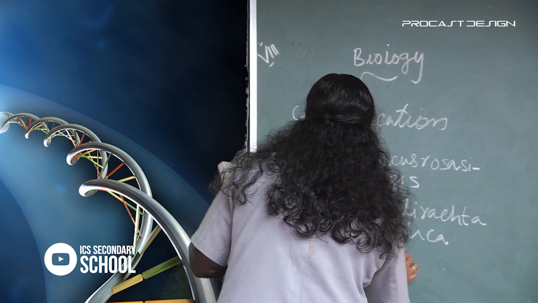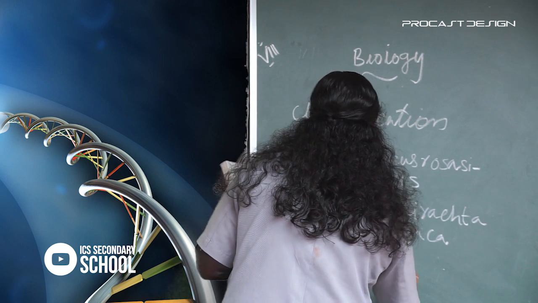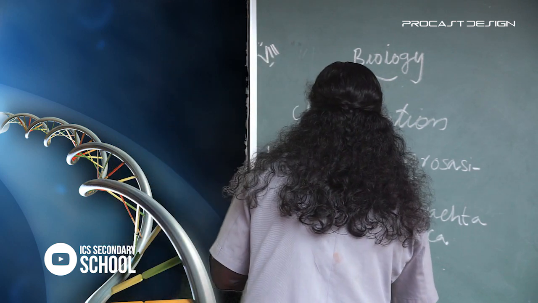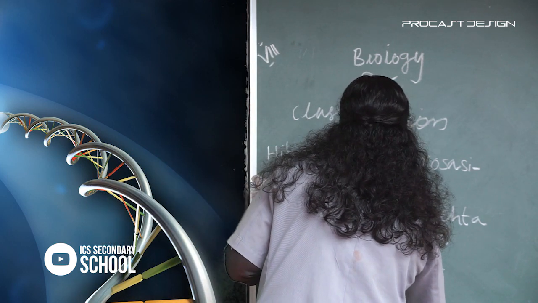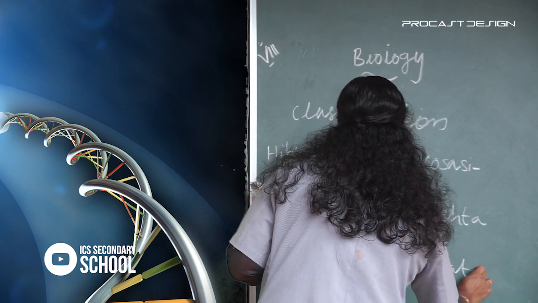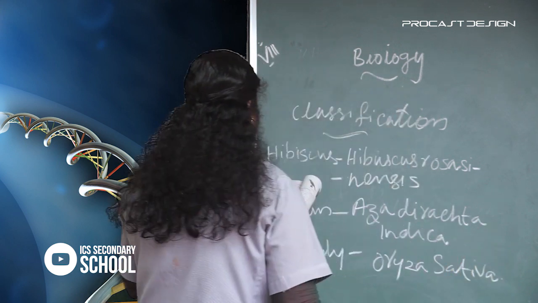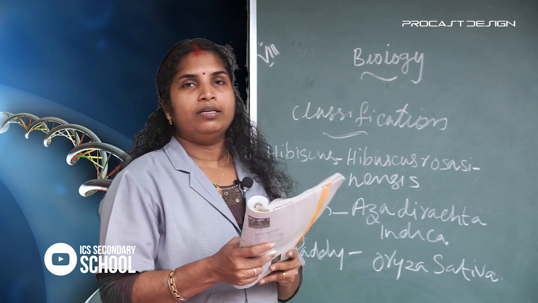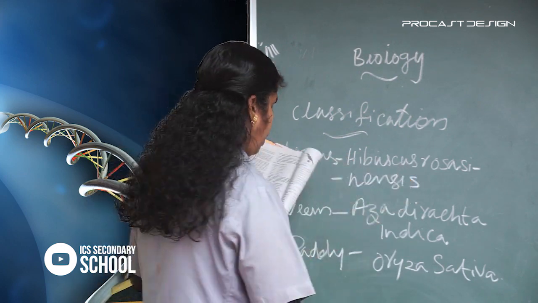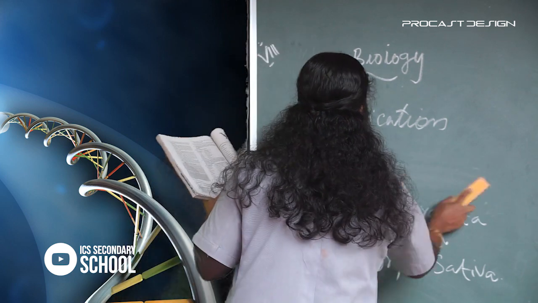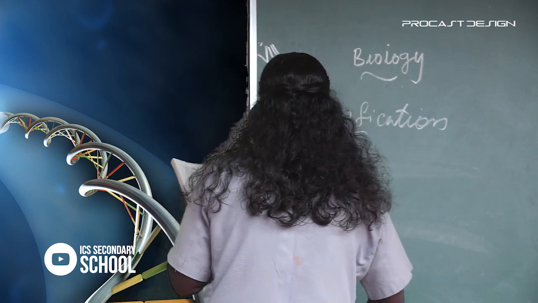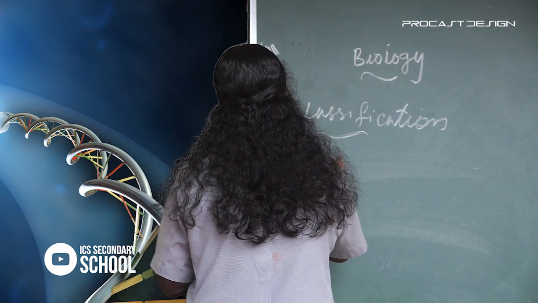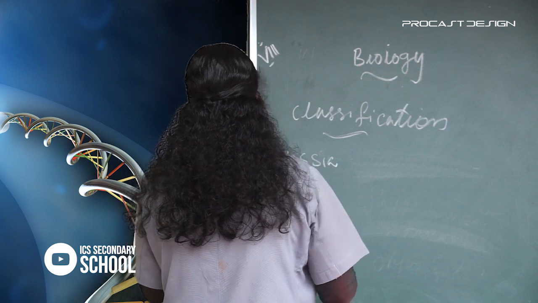Paddy means our rice plant, Oryza sativa. Next, cassia. Cassia is the flower of Kerala. Cassia fistula.